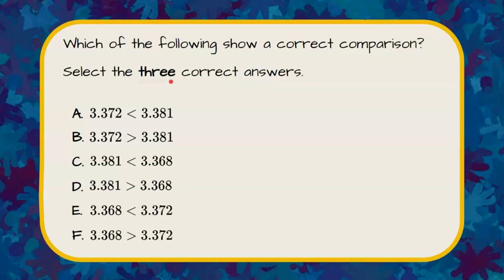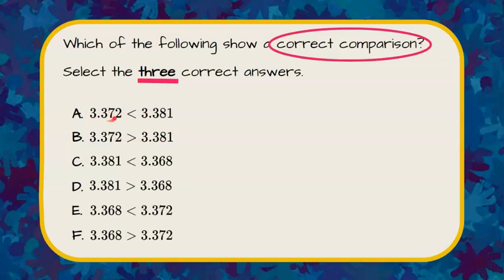Welcome back. So let's be clear, we're looking for 3 correct answers. We have 6 answer choices to pick from, and we're picking 3, and we're looking for a correct comparison. So when you compare values, we use the symbols less than and greater than. Looking at our values here, we have decimals that are rounded to the thousandths place. We have the ones, tenths, hundredths, thousandths. And both of these are the same values.